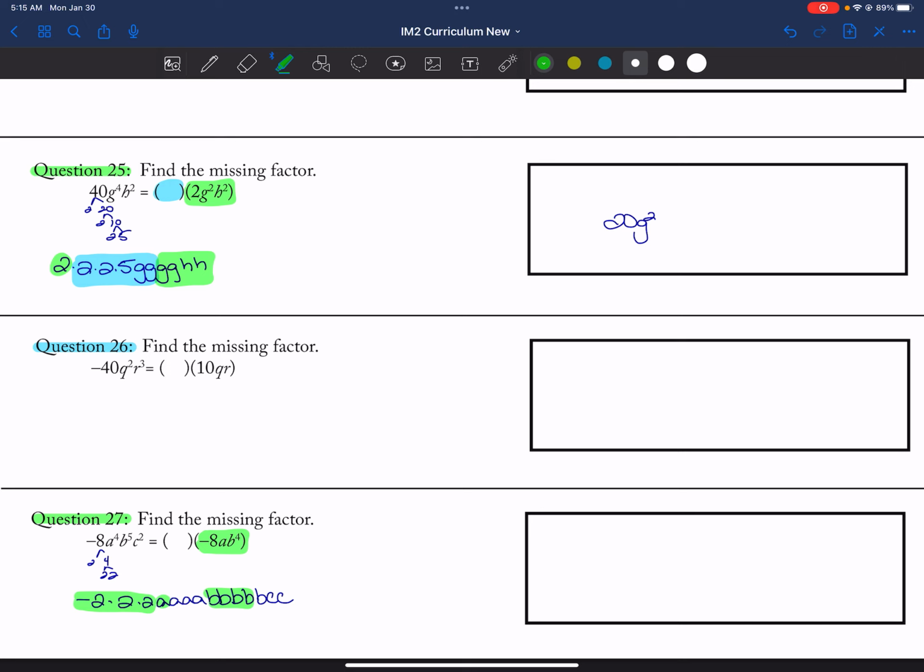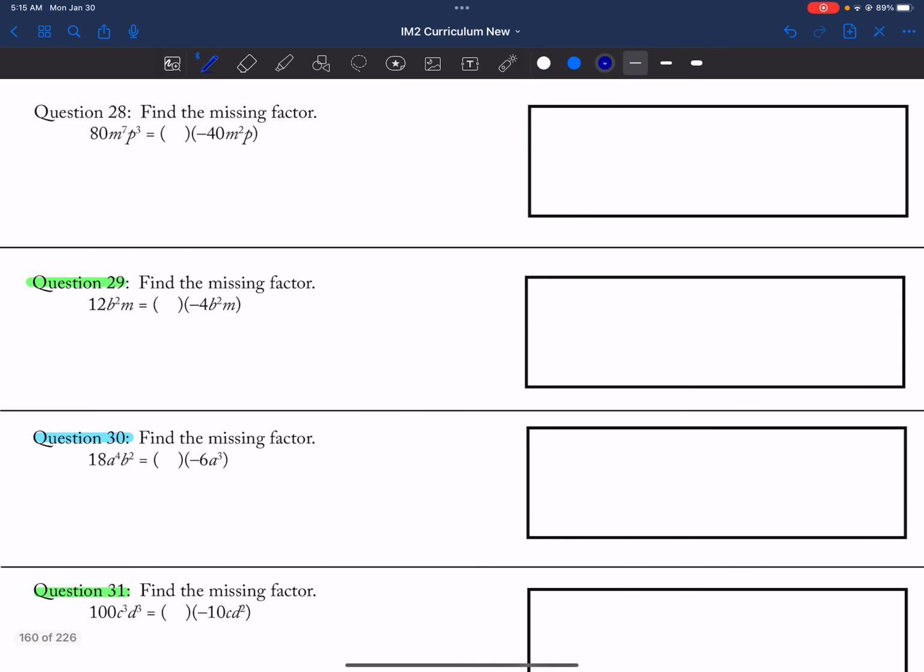Okay, so what am I left with? 3 A's, a B, and 2 C's. So A cubed B C squared. Okay, 29. 2 times 6, 2 times 3. So this is 2 times 2 times 3 times B times M.